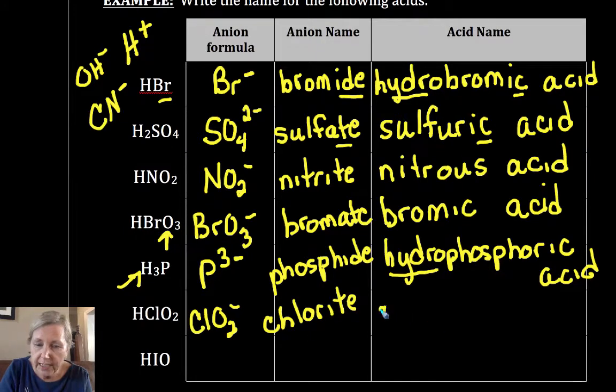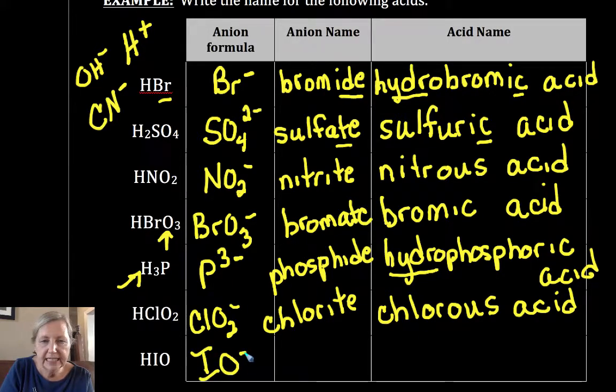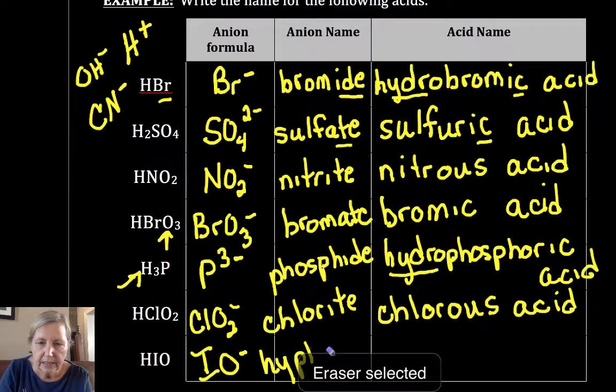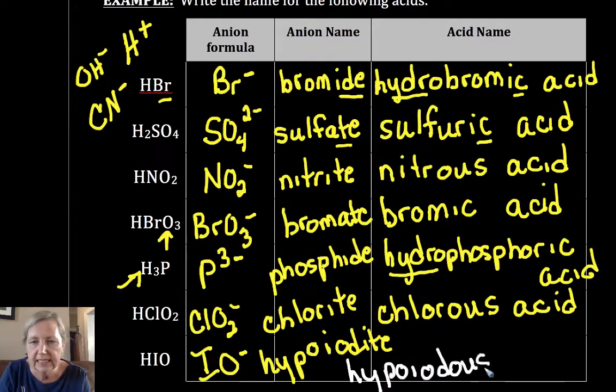Okay, ClO2 minus, that is chlorite. Ite goes to ous, so that becomes chlorous acid. And IO minus is hypo, oops, sorry, my mind goes faster than my hand can keep up sometimes. Hypoiodite. So that then becomes, I'll put it in a different color so you can see it more clearly, hypoiodous acid.